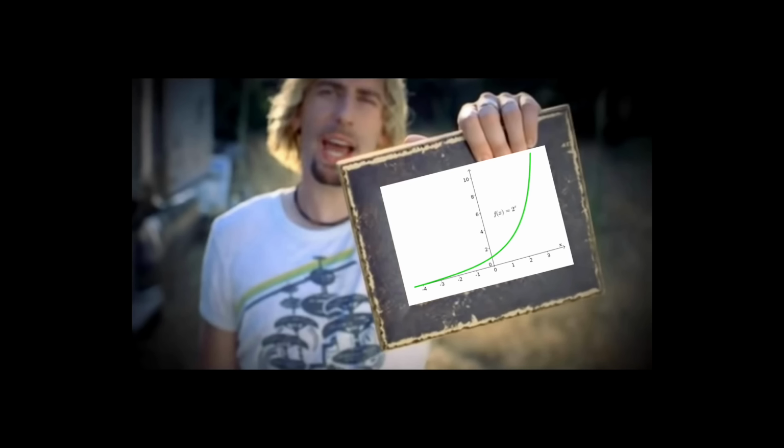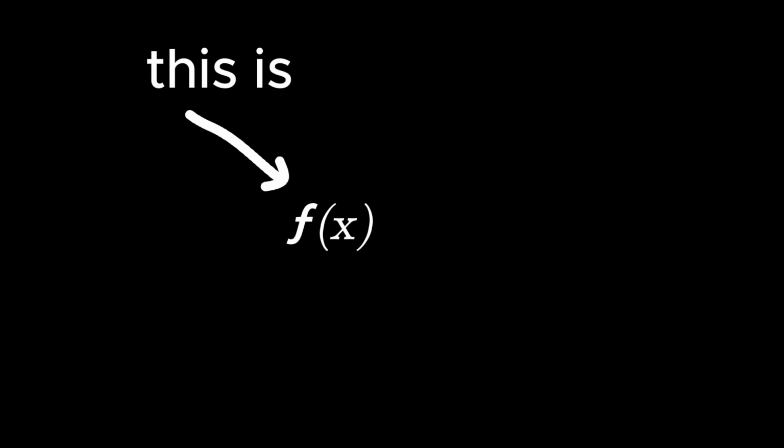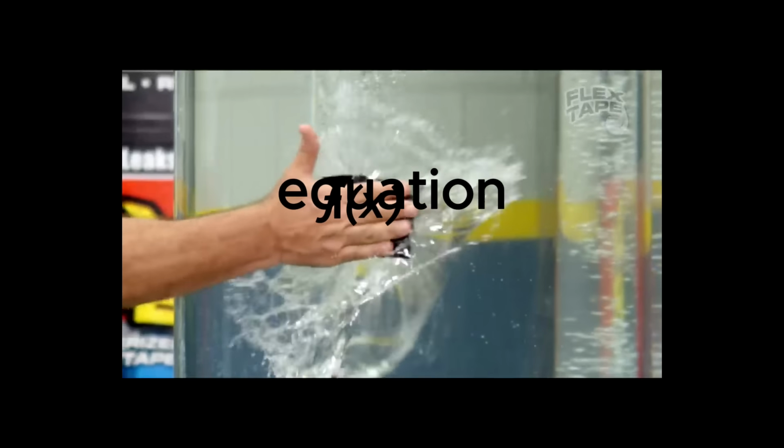All that talk about graphs and functions, I think it's about time we talk about calculus. Using a function, we can understand the change in motion in whatever your imagination can come up with. This is f of x, and this is an equation. Put them together, and they become a function. A function tells us that for a certain input x, we get a certain output y.